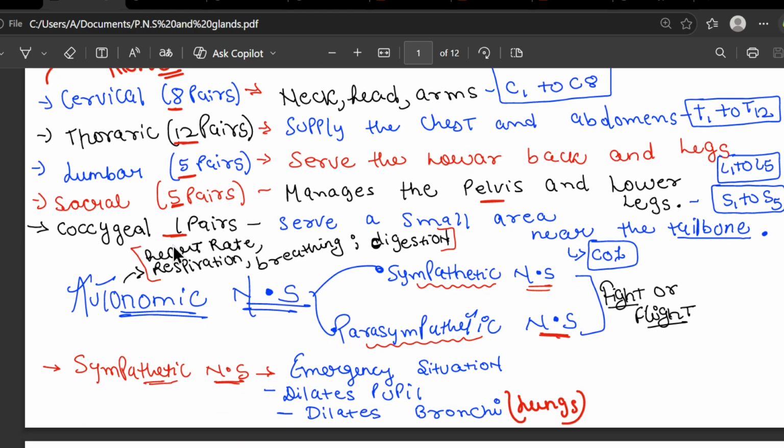Then you have lumbar. Lumbar has 5 pairs. And what is the point of lumbar? Whatever you feel in your lower back, whatever you feel in your legs is definitely because of your lumbar. What is sacral? Sacral has 5 pairs, and it manages the pelvis and lower legs. So the pelvis it manages, lower legs it manages, and again it goes in that way.